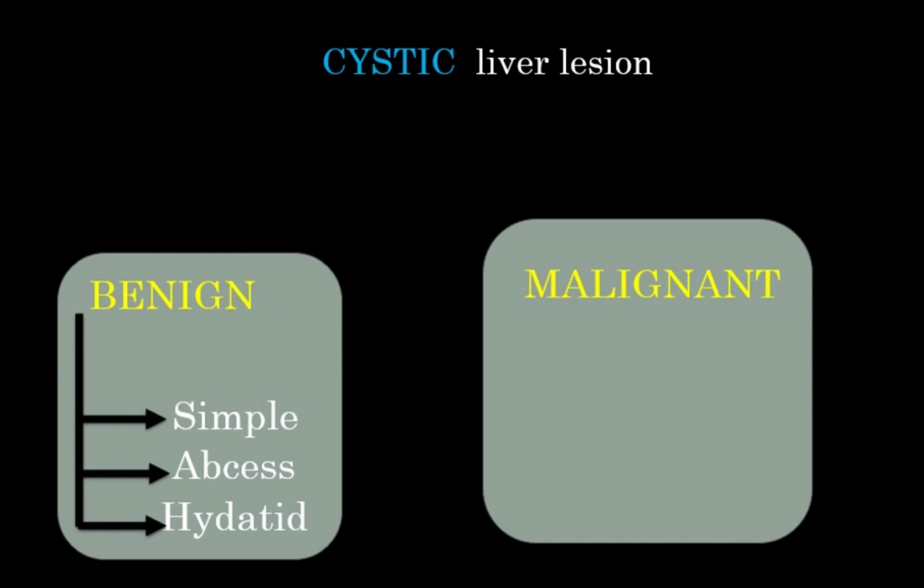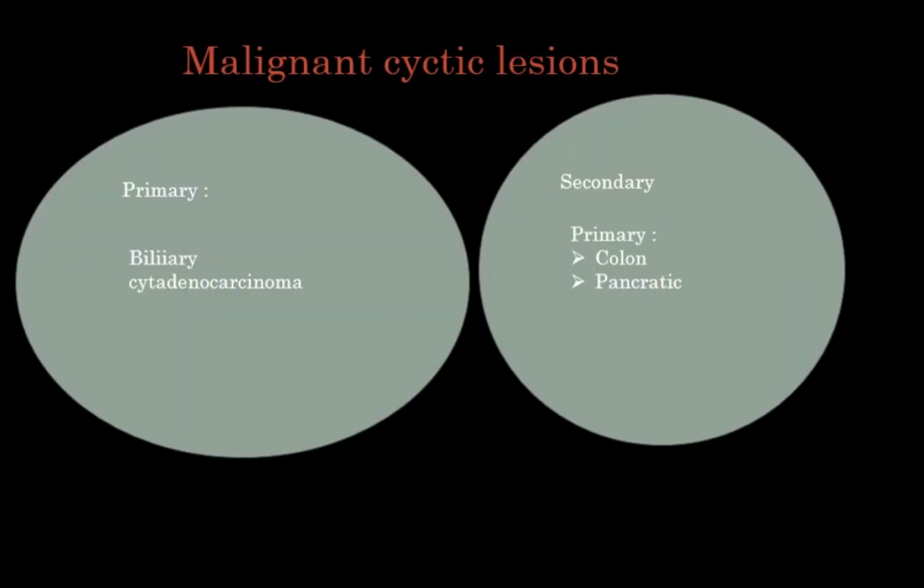Cystic liver lesions. Now we are done with the solid lesions. We talked about benign and malignant ones. Now we go to cystic lesions. Again, we have benign and malignant. I only talk about the benign ones, which are simple cyst, abscess, and hydatid cyst. The malignant cystic lesions are again subdivided into primary and secondary subtypes.